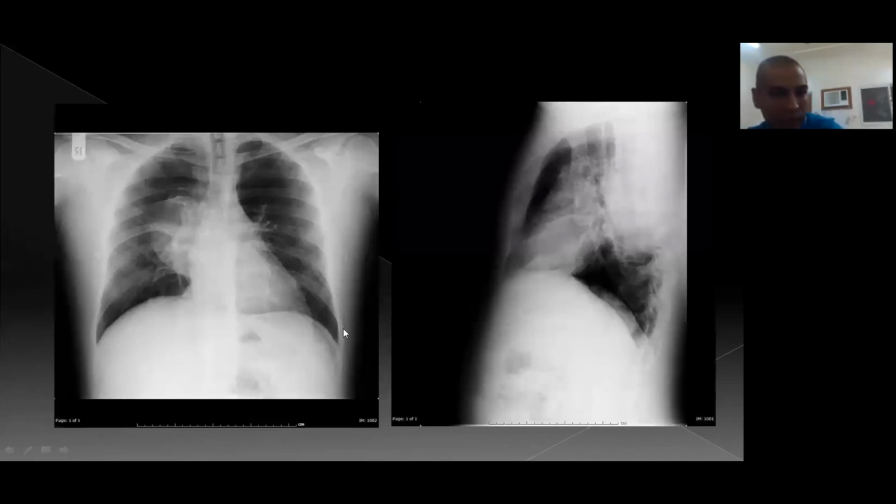Here, another example. You can see the hilum. Yes, I see the hilum. So it is a mediastinal mass. Do you see the cardiac border? Yes, I see the right cardiac border clearly. So it is not anterior mediastinum. It is posterior mediastinum.